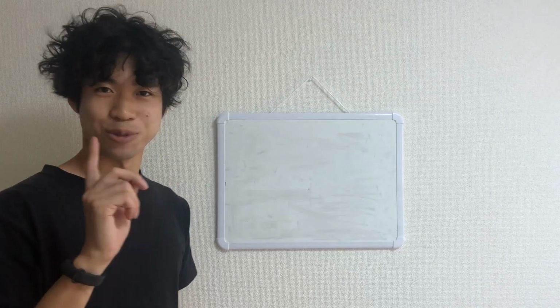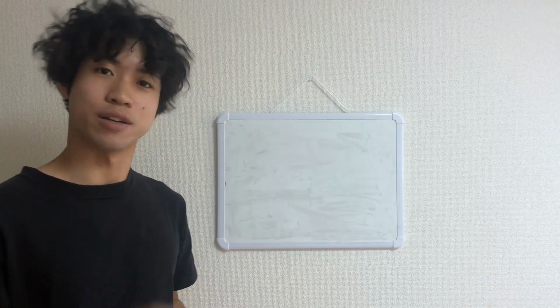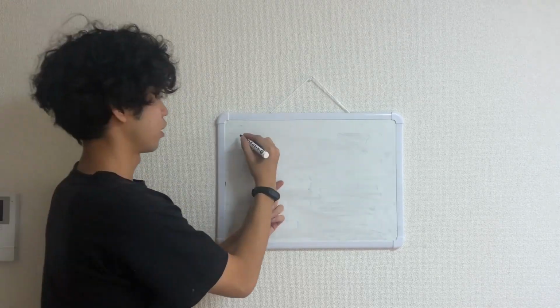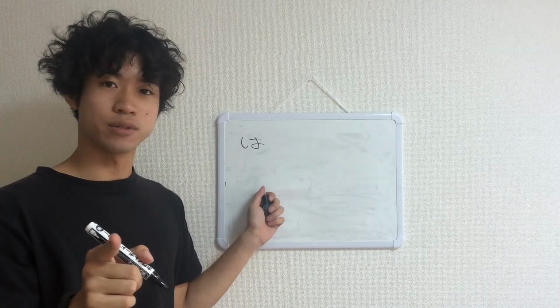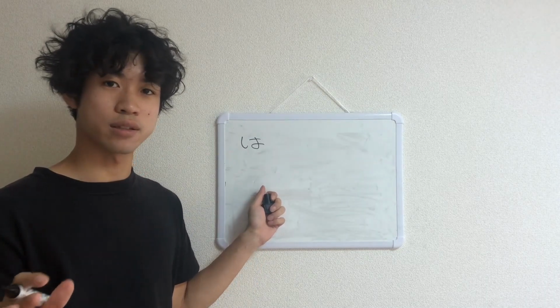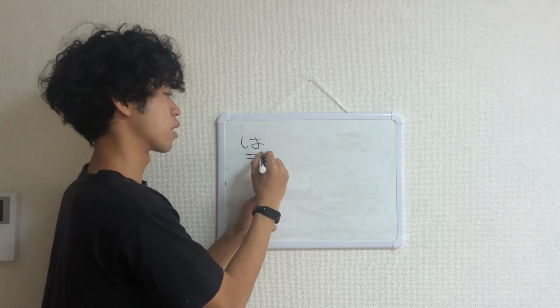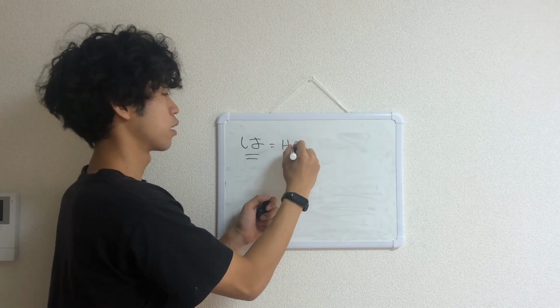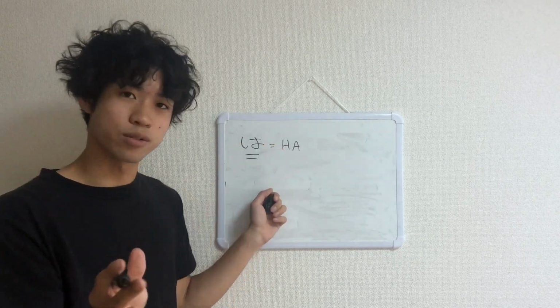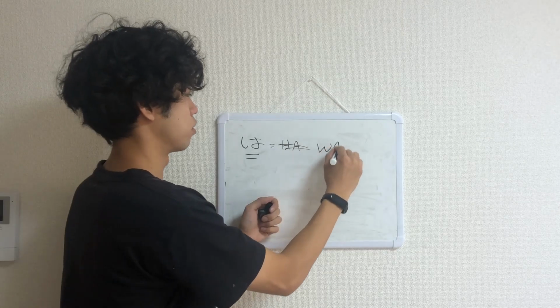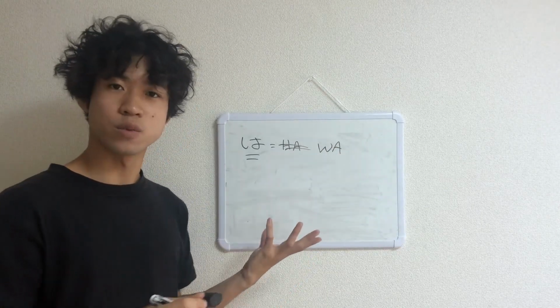Today we're gonna learn how to use the wa particle. Now, what's wa? Have you heard of the wa particle? It looks like this. If you are familiar with hiragana, I think you know this as ha. But if it's a particle, it's going to be wa. Now, how to use this wa particle?